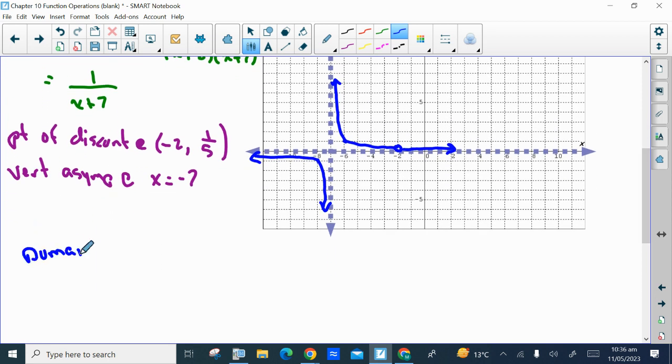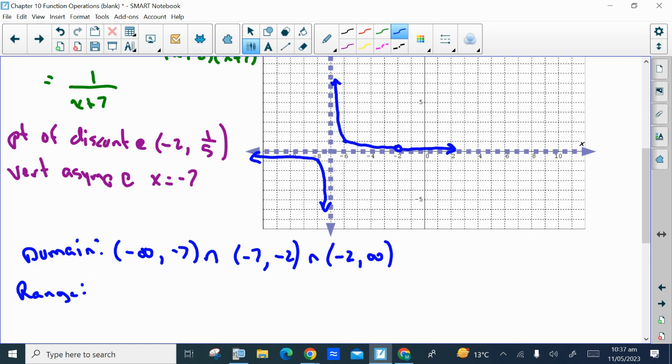For the domain, again, we cannot forget about the point of discontinuity. You can still use interval notation for this if you want. It would look like this. Our first restriction on x is our vertical asymptote at negative 7. So we could say that the domain goes from negative infinity to negative 7, and then from negative 7 to negative 2, because that's where our point of discontinuity is, at x equals negative 2, and then from negative 2 to positive infinity. You'd have to use 3 intervals there if you want to use interval notation for the domain.